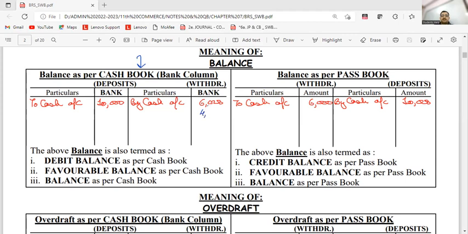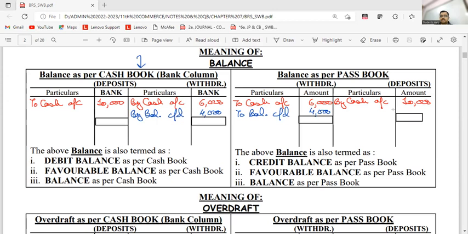Credit side. And we'll be putting it as what, children? By balance carried down. And in the passbook, the shortage appears similarly on which side? Debit side. And what will we be putting? To balance carried down. Expecting everybody to write the full spelling of balance. We'll show the total, children. So total is 10,000.